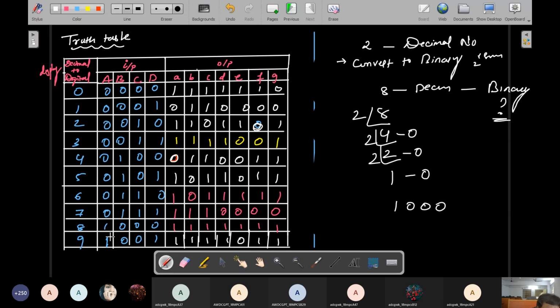See, this is 1 0 0 0. So the eighth input is 1 0 0 0, and this is the eighth binary number. So A, B, C, D are nothing but the decimal to binary inputs. Here we are taking decimal numbers, so that means your decimal is represented by this number.